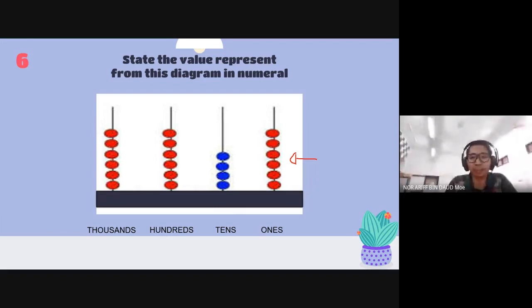Okay. Can you tell me the value? Very easy. Awak kira je dekat sini, you can count 1, 2, 3, 4, 5, 6. So you put 6. 1, 2, 3, 4. You put 4. 1, 2, 3, 4, 5, 6. Put 6. This one also 6. So the value will be 6,646. Okay?